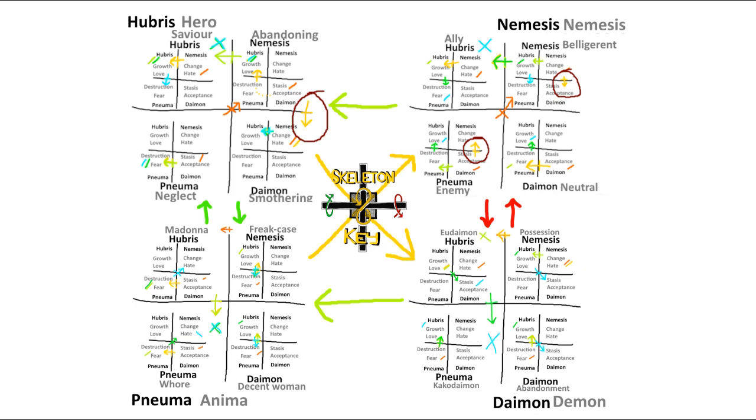All that being said, we're looking at a skeleton key of the personality, and that means that we've got in the hubris slot the hero and the anima, and I've made this about myself, so I've put the anima, but that obviously can be the animus. So the hero, the anima, the demon, and the nemesis.